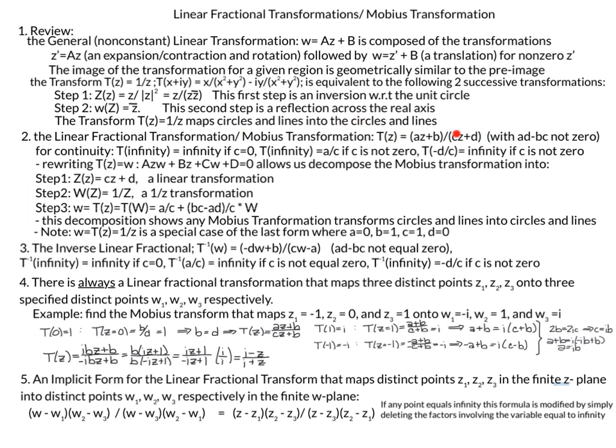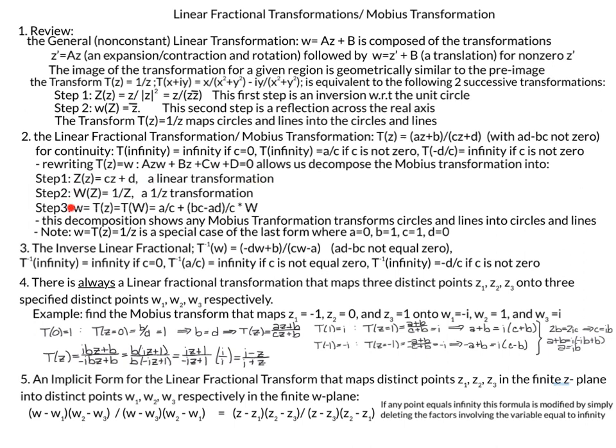So here we have our linear fractional transformation, and what we will see is we can rewrite this into a composition of three smaller, simpler transformations. The first transformation, capital Z, takes our complex number, and that's equal to CZ plus D. So this is a linear transformation. Our second transformation, capital W, takes our Z from the previous step and transforms it to 1 over Z. So this is a 1 over Z transformation.